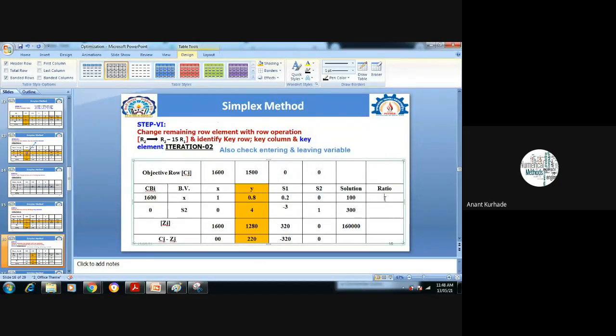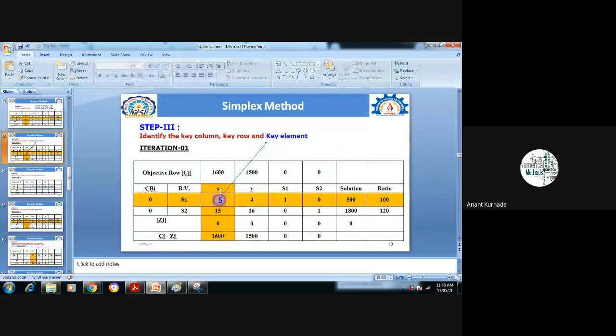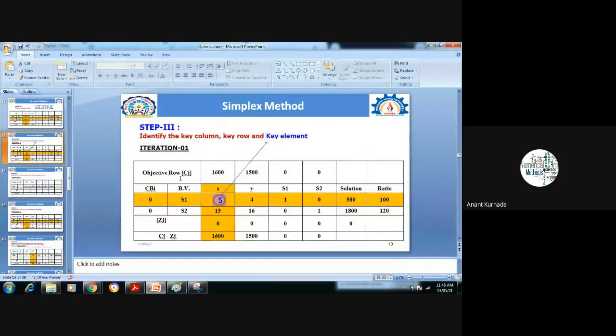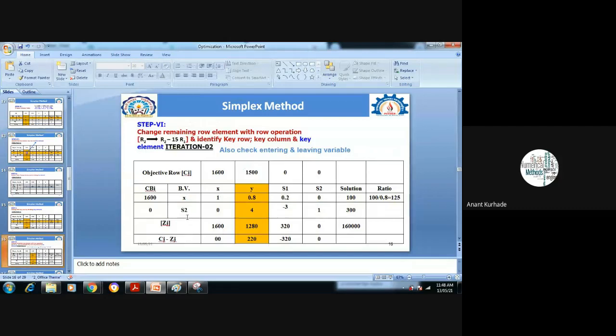How to find the ratio? 100 divided by 0.8. What is the value? It is 125. Now, previously we found X as the key column. Now here you find Y as the key column. Previously we had S1 as the key row. Here you find S2 as the key row.